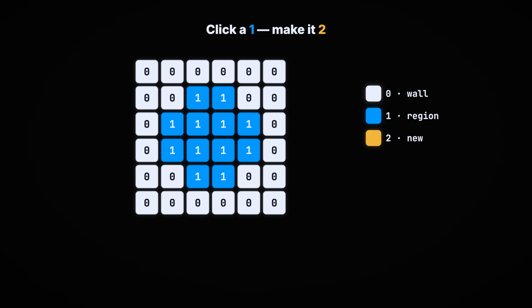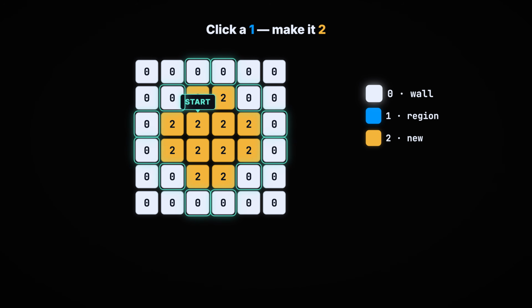Let me make it real. Imagine a grid where the middle is full of, say, color 1, and it is surrounded by color 0. You click in the middle on a 1 and you say, make it 2. So flood fill starts at that cell, turns it to 2 and then spreads to every touching cell that was also a 1, turning each of them to 2 as well. The surrounding zeros? Untouched. They are a different color, so they act as the wall.